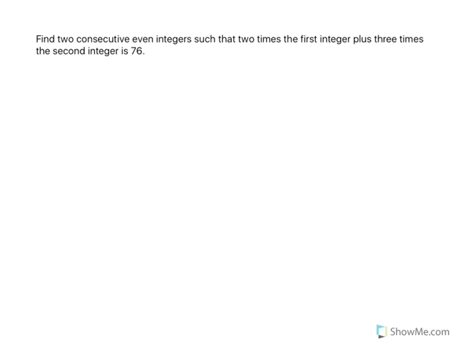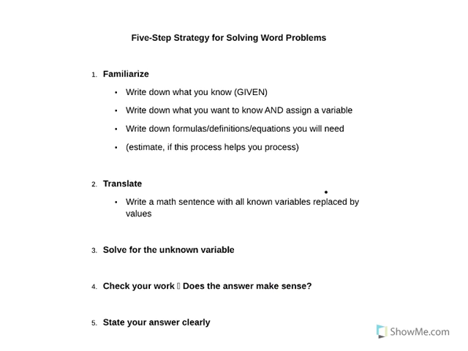We're going to solve this word problem using the 5-step strategy for solving word problems. Here you see that our first step is to familiarize yourself with the problem. Write down what you know, write down what you want to know, and assign a variable for the unknown. Write down formulas, definitions, and equations that you will need.